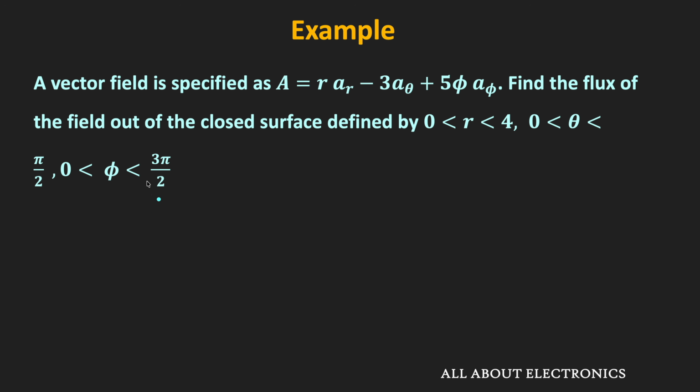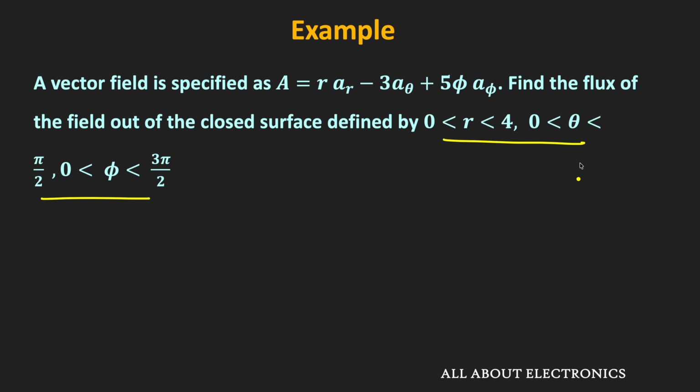Here we have been given a vector field in the spherical coordinate system. Once again, we have been asked to find the flux coming out of the surface defined by the following expression. First of all, we should know what surface is defined by this expression. Here the r is varying from 0 to 4. Normally, if r varies in some range and theta and phi vary from 0 to pi and 0 to 2 pi, then we will get the sphere.